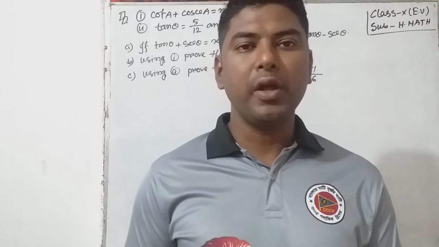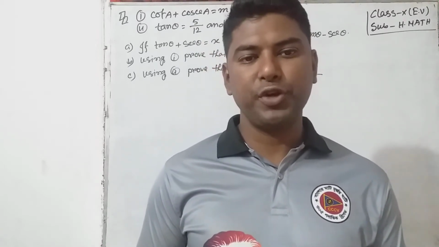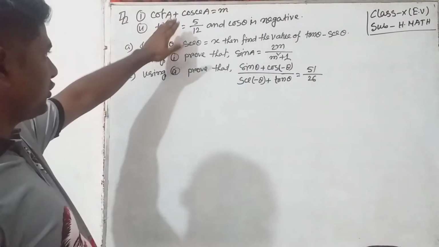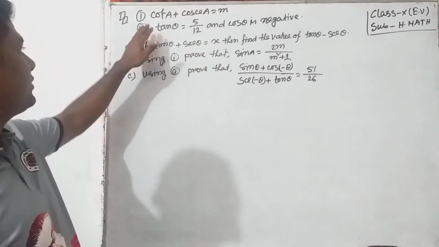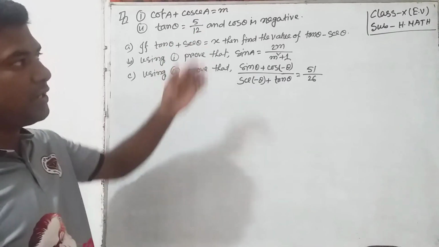Okay, today I discuss a creative question from trigonometry. My stem is cot theta plus cot A plus cosec A equal m, and this second stem is tan theta equal 5 by 12 and cos theta is negative.